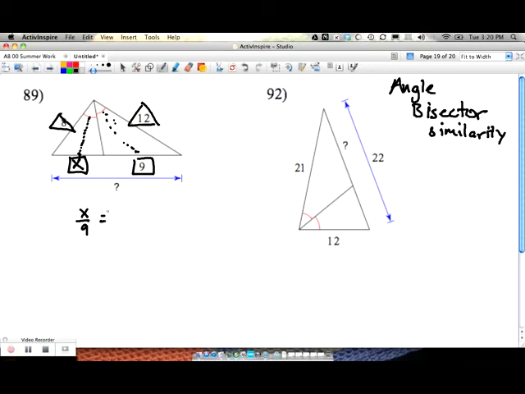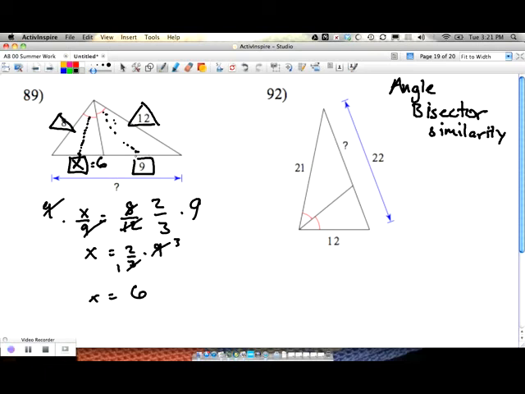That means that x over 9 equals 8 over 12. I can simplify that. 8 and 12 are both divisible by 4. That gives me 2 on top, 3 on bottom. If I multiply both sides by 9 to get rid of this 9 over 9, that's just going to simplify to 1, or just x, equals 2 over 3 times 9. But the 3 and the 9 simplify. 1 on bottom, 3 on top. So x equals 6. So this side is 6.